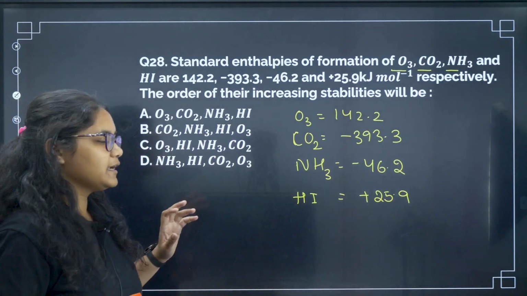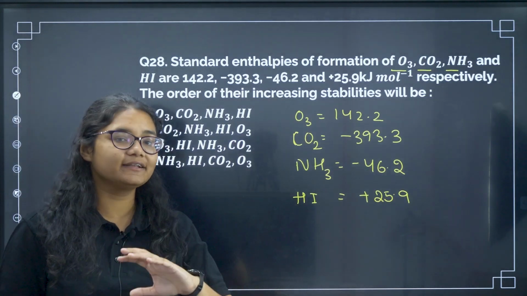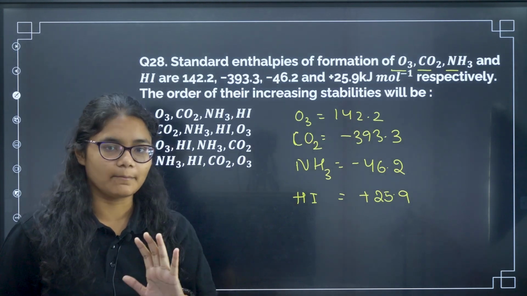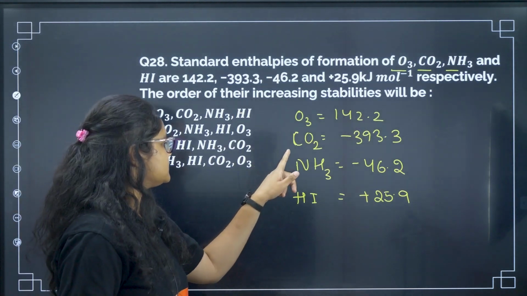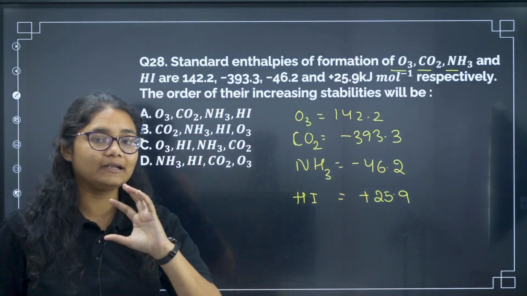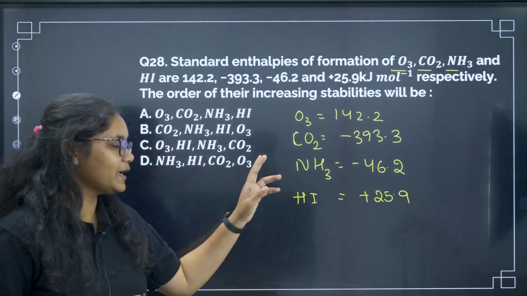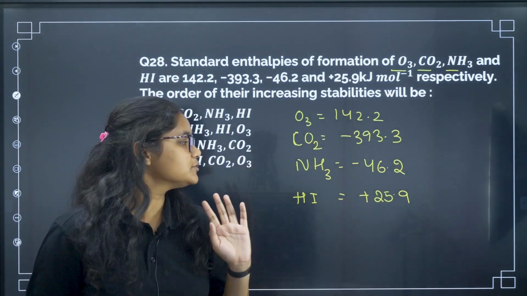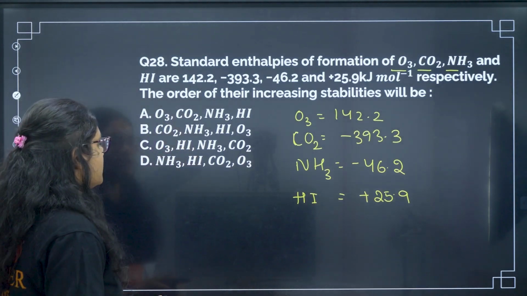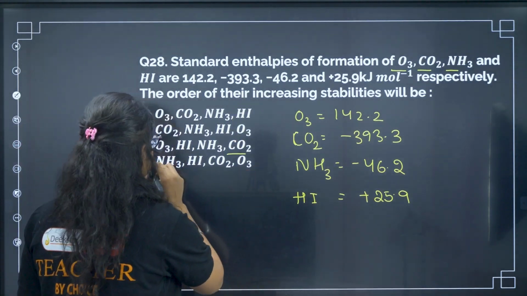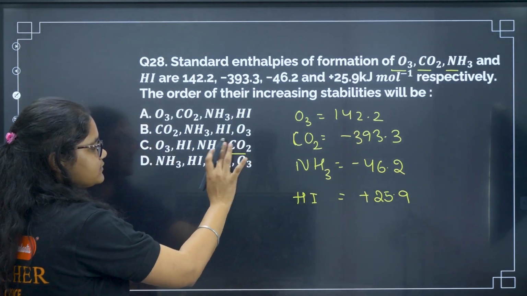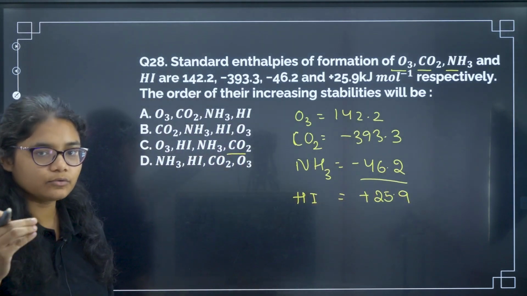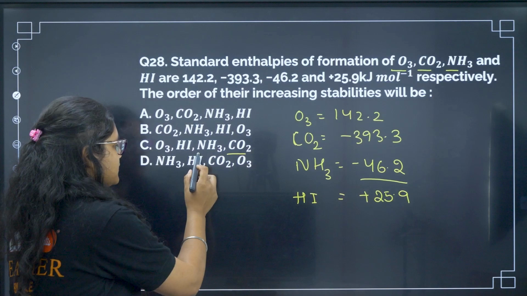Now you have to understand here, whenever there is formation, energy is released, right? So the more the energy is released, the more stable the compound. If you check all these options, in CO2, 393 energy is released. This minus symbol shows that the energy has been released in the process. So CO2 is the most stable compound. Then in NH3, 46.2 energy is released. So then NH3 will come.